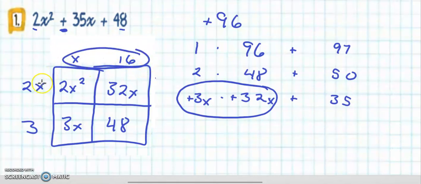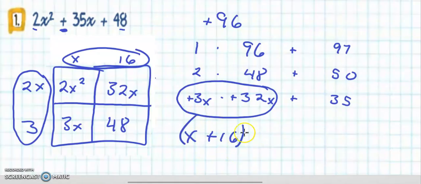My binomials that I'll be multiplying together to get back to this original trinomial are going to be x plus 16 times 2x plus 3. And if I've done my process here correctly, I could use my FOIL method, multiply these two binomials together, and I would come back to this original trinomial.